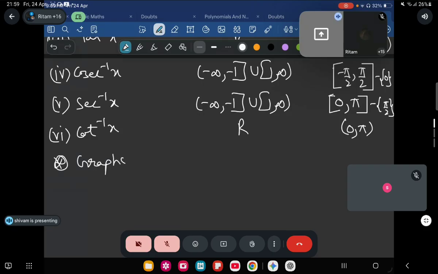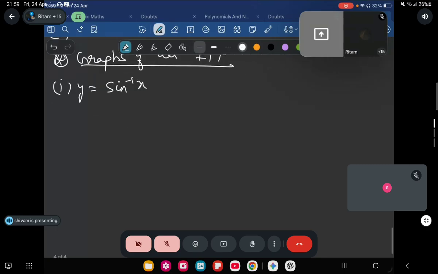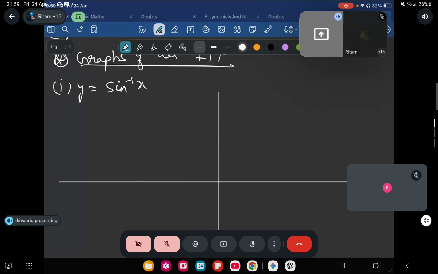Next. Graphs of all 6 ITF. I'll show you how we can draw the graph of all the ITF. Number 1. Y equal to sine inverse x. So see, just like I told you that we have to take the mirror image of the function to draw the graph of its inverse. Similarly, over here, first of all, I'm going to draw the graph of sin x, and then I'm going to take its mirror image. Okay, everyone? So let us say y equal to x is the mirror.